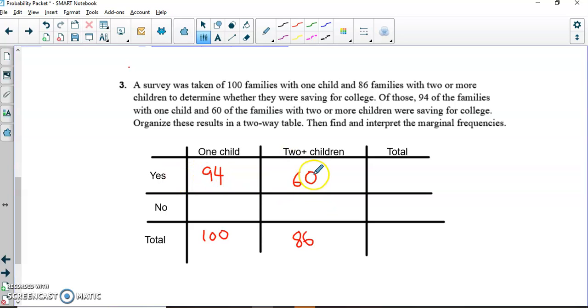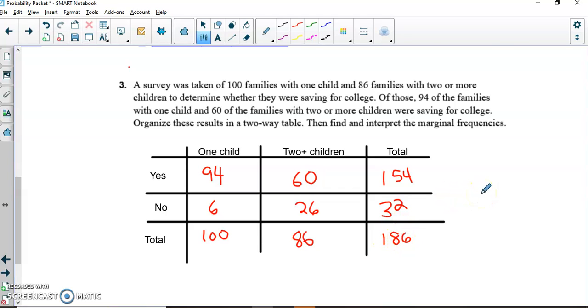So let's add going across. 94 plus 60 is going to give us 154. 100 plus 86 gives us 186. And then we can start subtracting to fill in the middle row, right? So if 94 said yes, but there was a total of 100, 100 minus 94 gives us 6. If 60 said yes for this column, and there was a total of 86, this has to be a 26. And then I can just add going across. 6 plus 26 gives me 32. I could check my math by making sure that 154 plus 32 gives me 186, which it does.